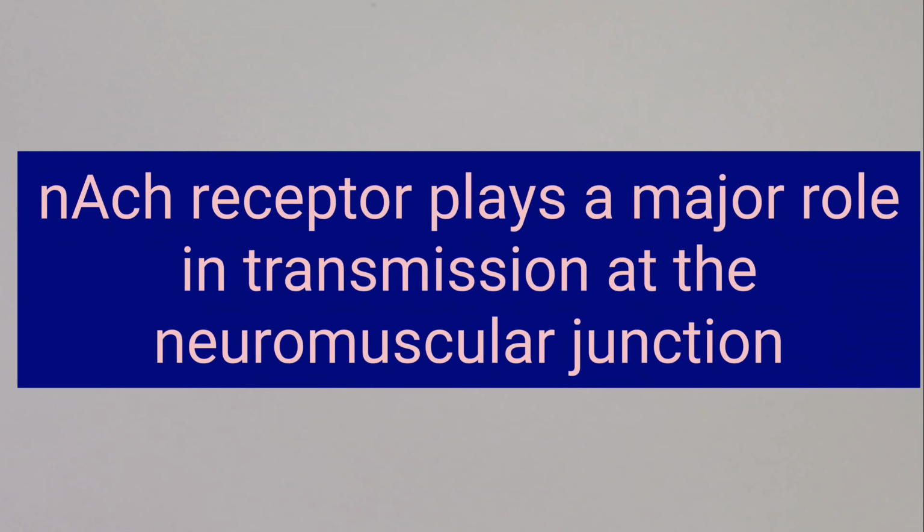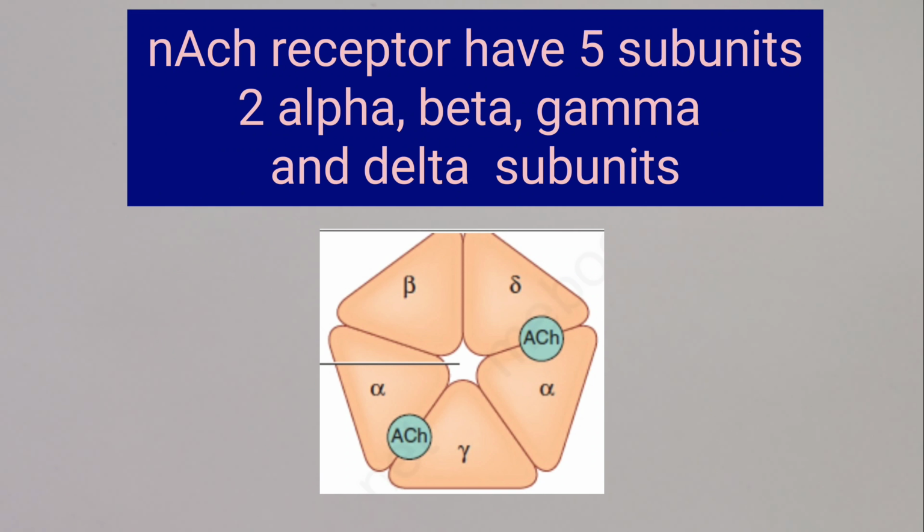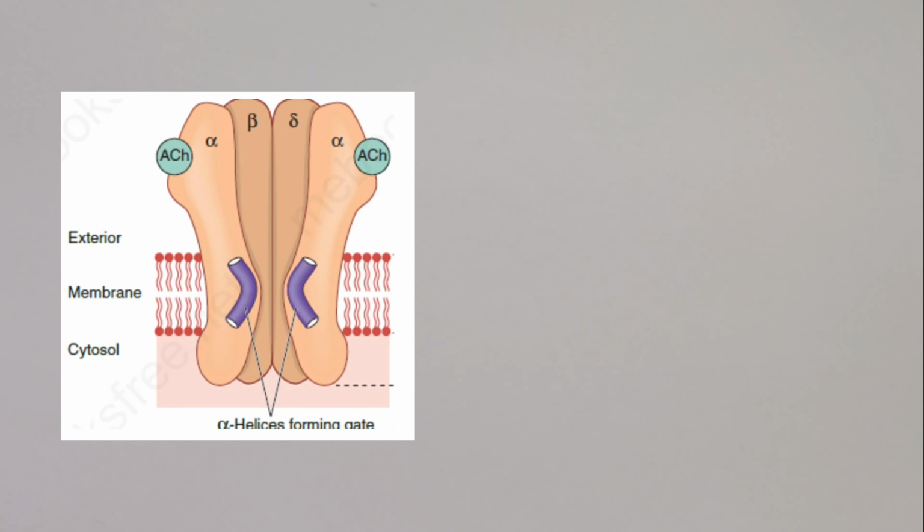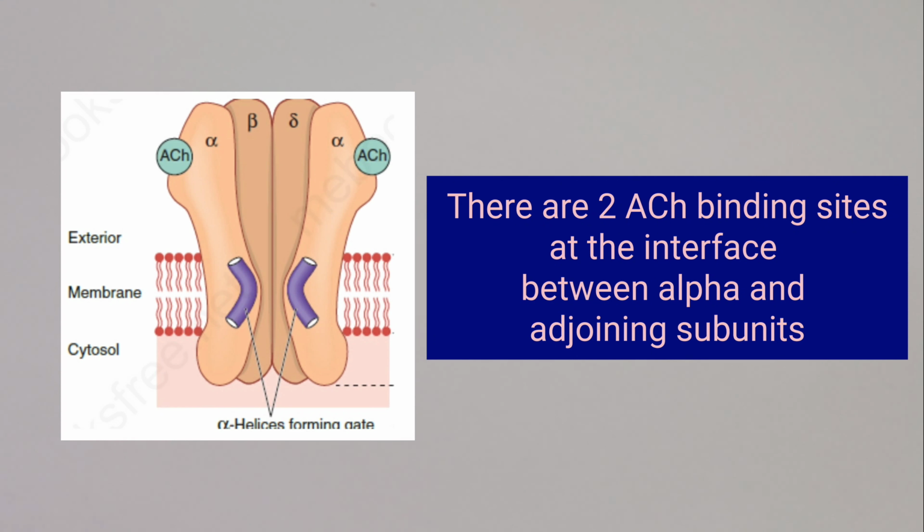Nicotinic acetylcholine receptor is a typical ligand-gated ion channel that plays an important role in transmission at the neuromuscular junction. It consists of 5 receptor subunits, that is 2 alpha, beta, gamma, delta subunits with transmembrane helices arranged around a central aqueous channel. There are 2 acetylcholine binding sites in the extracellular portion of the receptor at the interface between the alpha and the adjoining subunits.